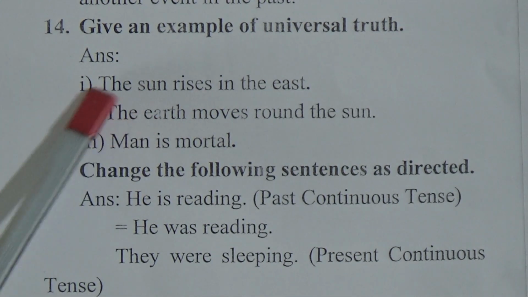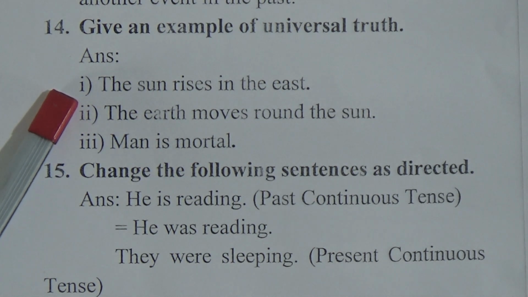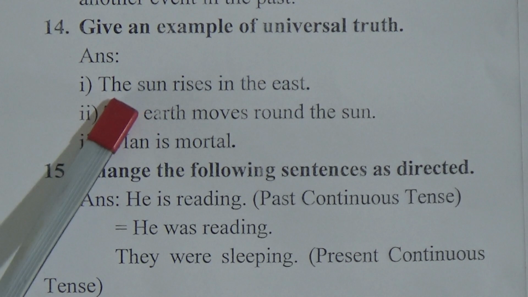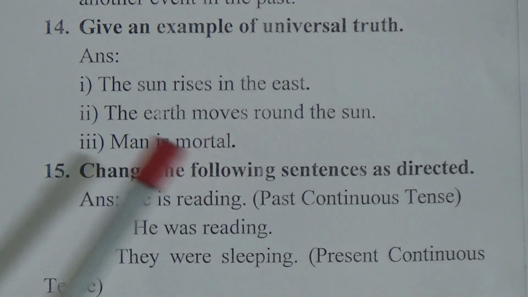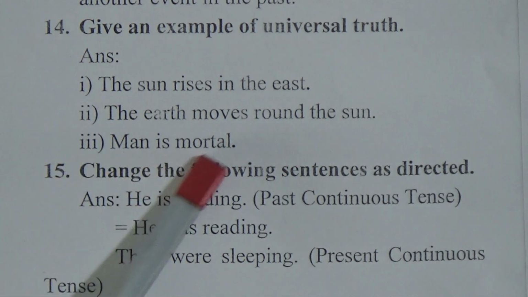So there are 3 examples. You can say them, or you can also make your own answer. The first example is, the sun rises in the east. Second example, the earth moves around the sun. The third example is, man is mortal.